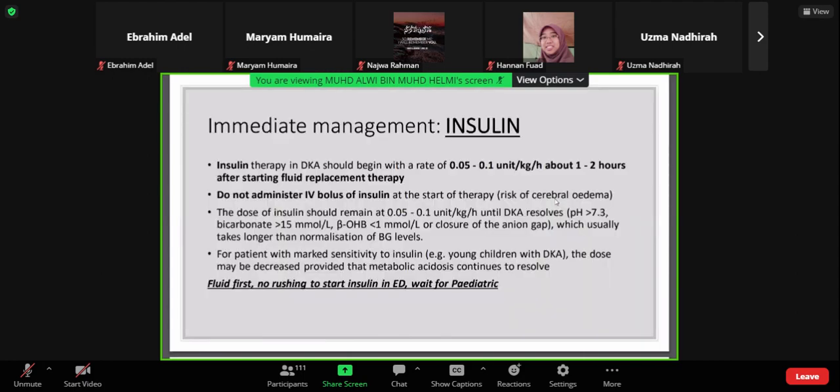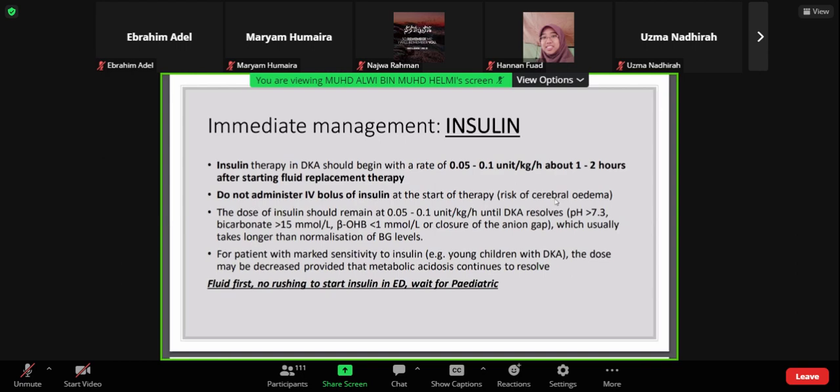Okay, second is insulin. After the fluid, start insulin. Insulin will only start at 0.05 to 0.1 unit per kilo per hour. Remember, start very slow. You don't need high insulin, but you need to maintain the presence of insulin, which is required to prevent ketone production, and also to convert the ketone to glucose, and also to pump glucose into the cell.